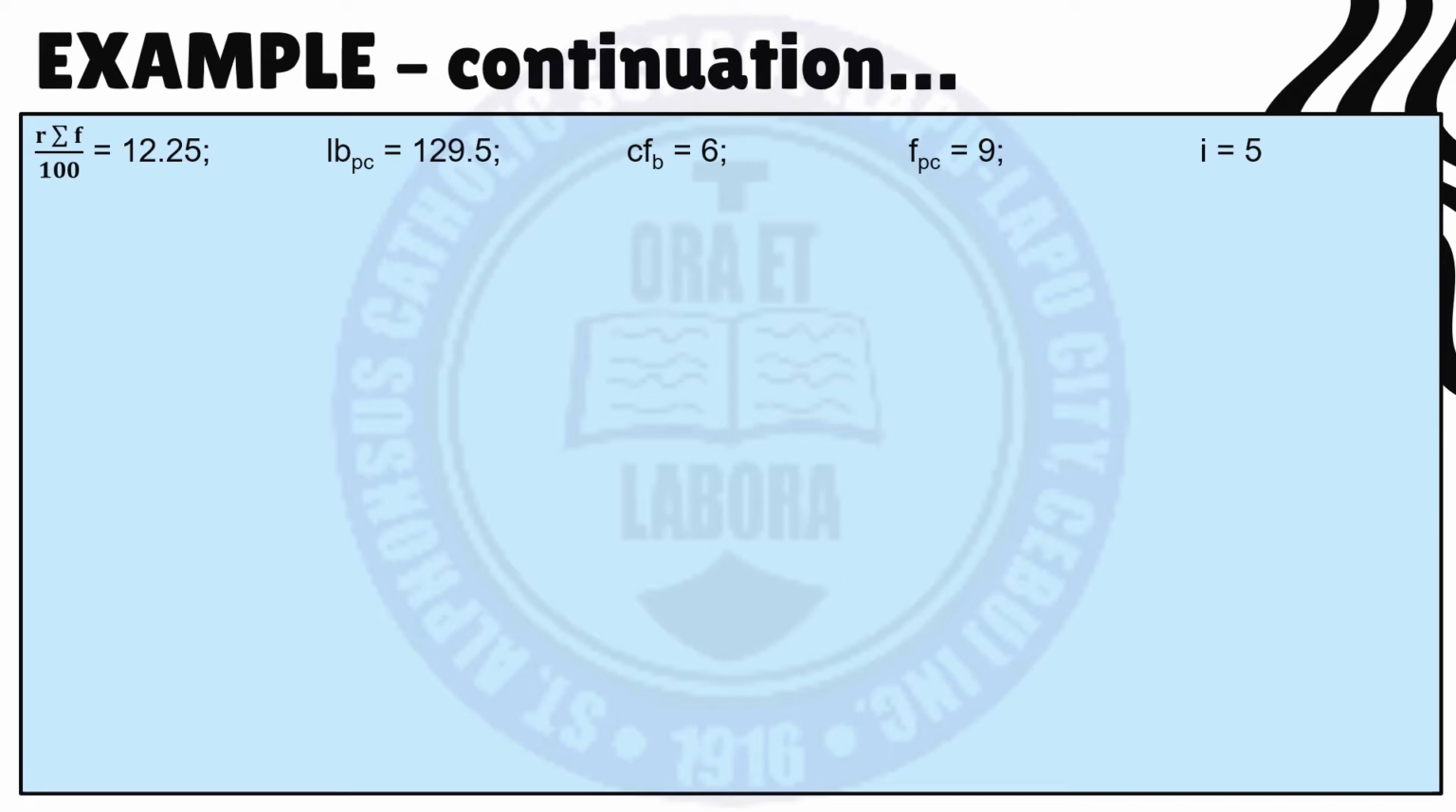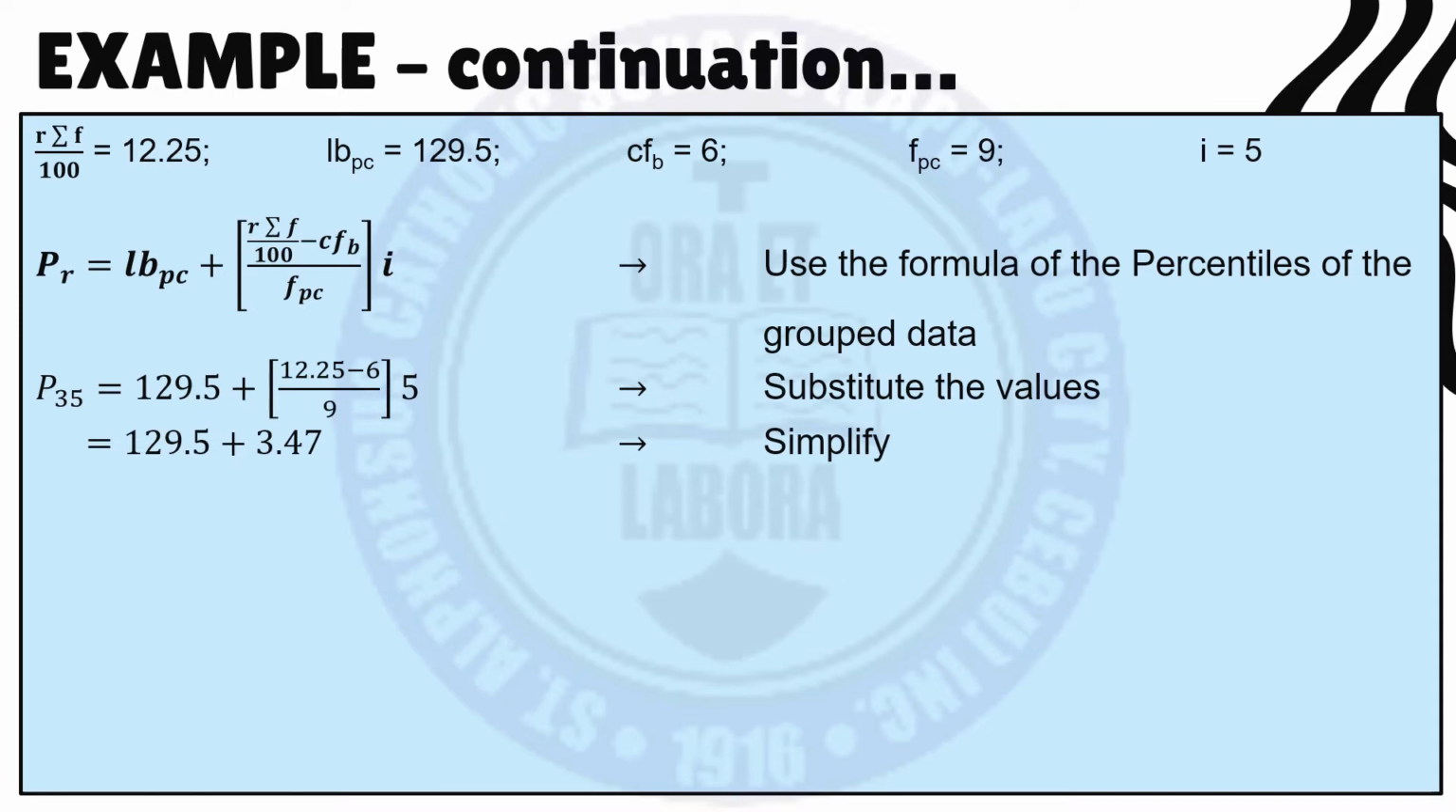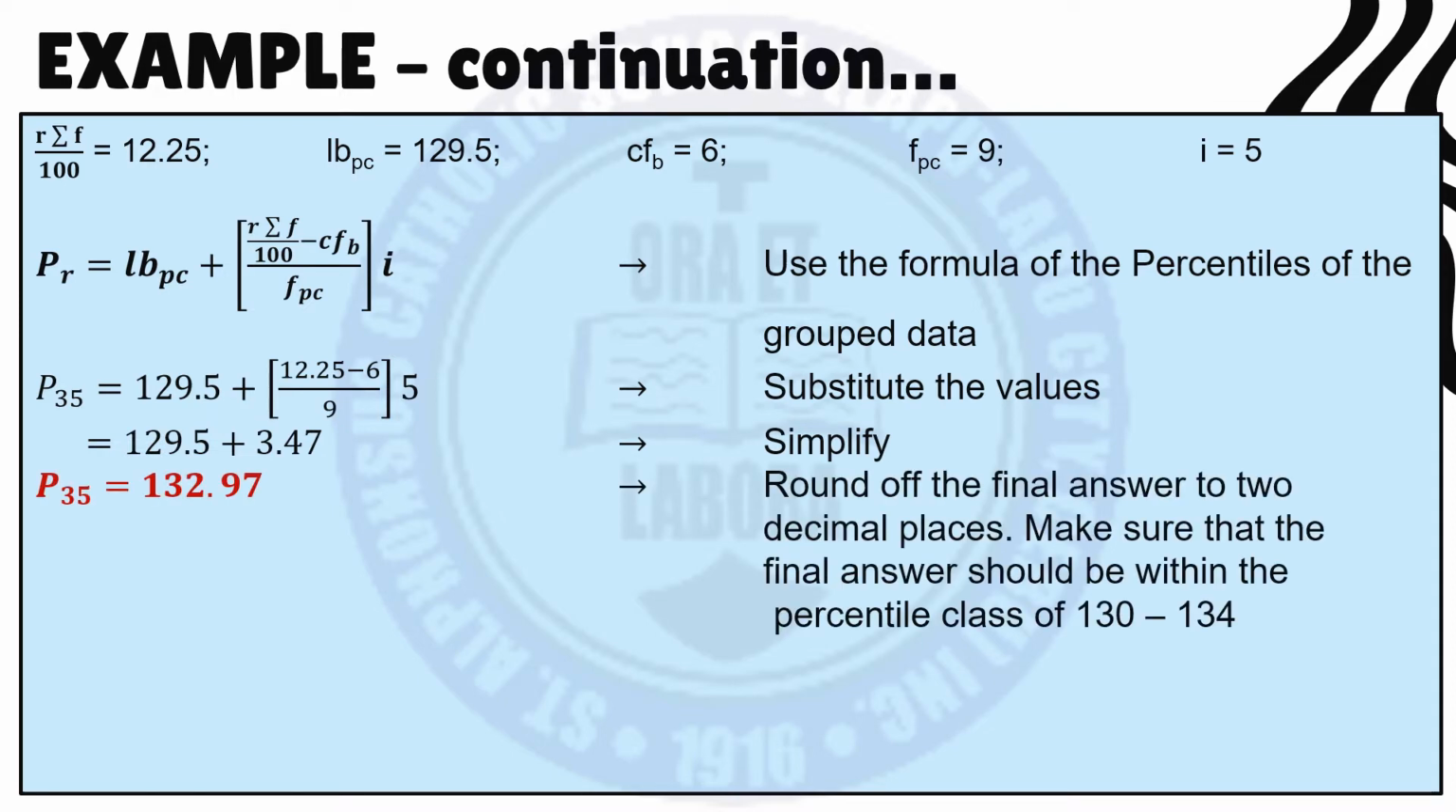So using this formula of the percentiles of the group data, we will now substitute the given values. And then we have to simplify. Therefore, P sub 35 is equal to 132.97. Round off your final answer to 2 decimal places and make sure that this final answer should be within the percentile class of 130 to 134.